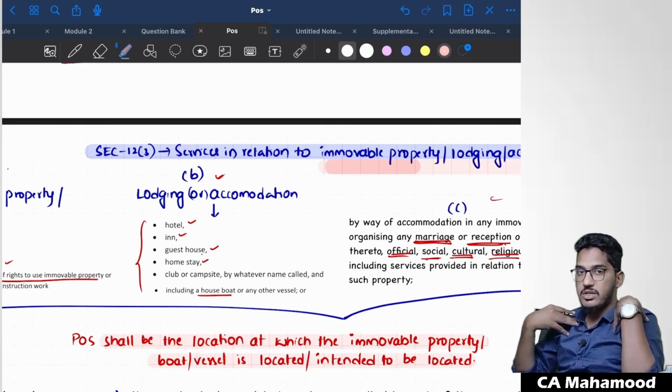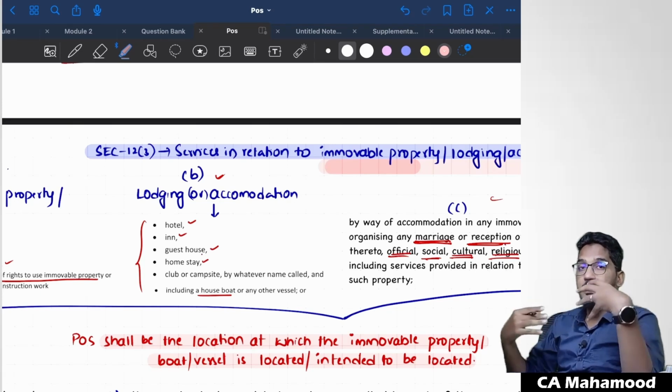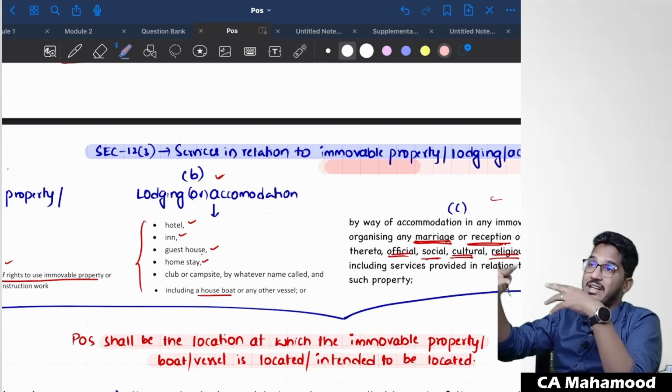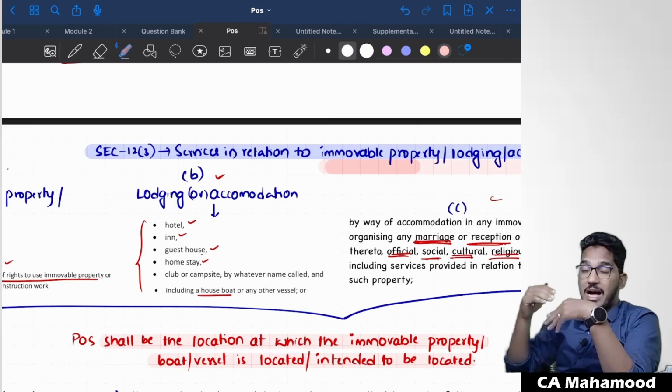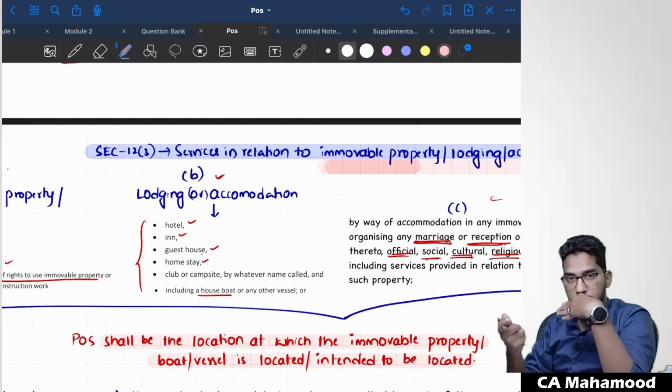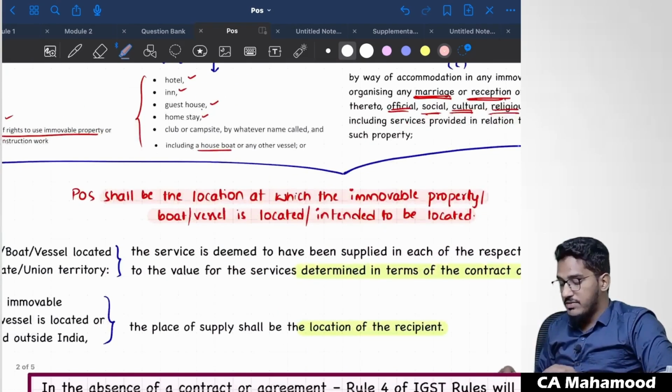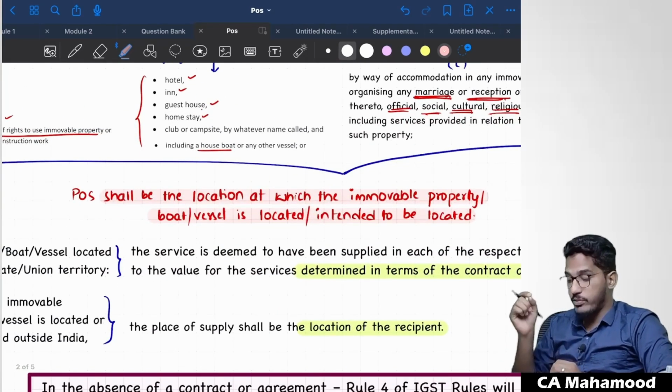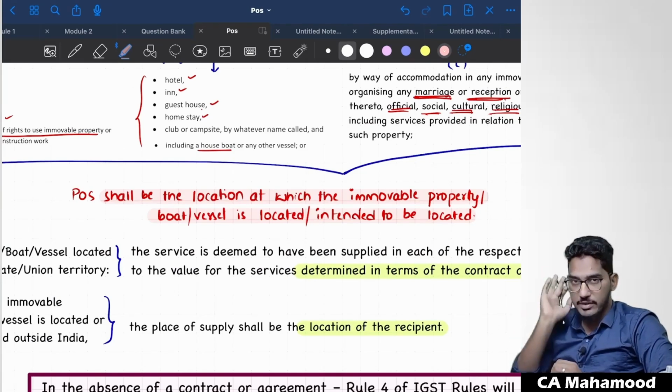So I am a construction contractor. I want to construct a building on land which is located at Pune. So I am providing services in relation to immobile property which is supposed to be located at Pune. The place of supply will be Pune. So for all these services, the place of supply shall be the location at which that immobile property or boat or vessel is located or intended to be located.